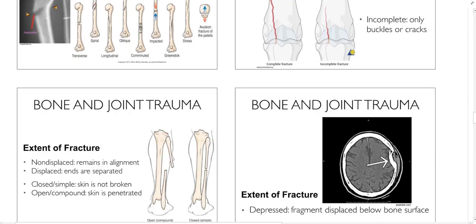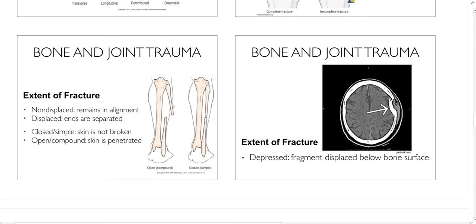There's also another piece, I think. Okay, here we go. We can also say whether it is displaced and whether it is closed or open. So this would be an open or compound fracture, and this one would be a closed fracture. This one would be a non-displaced fracture since it's still in alignment. This one would be a displaced and open fracture.